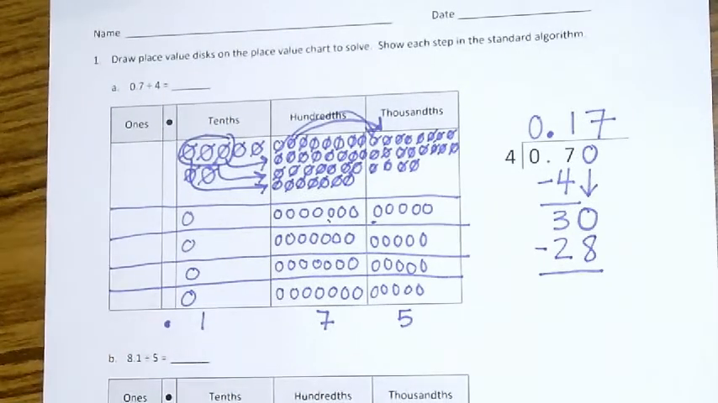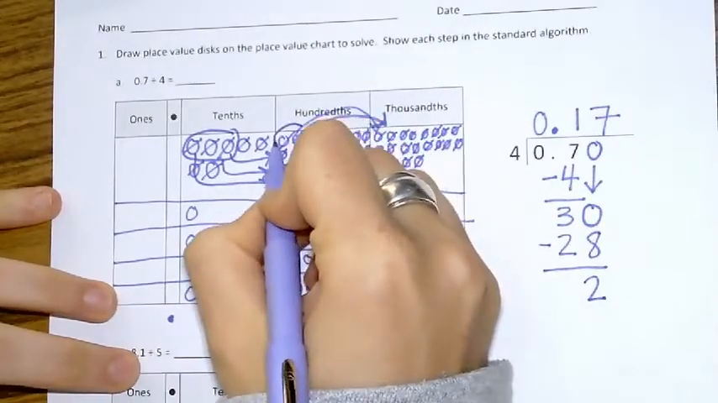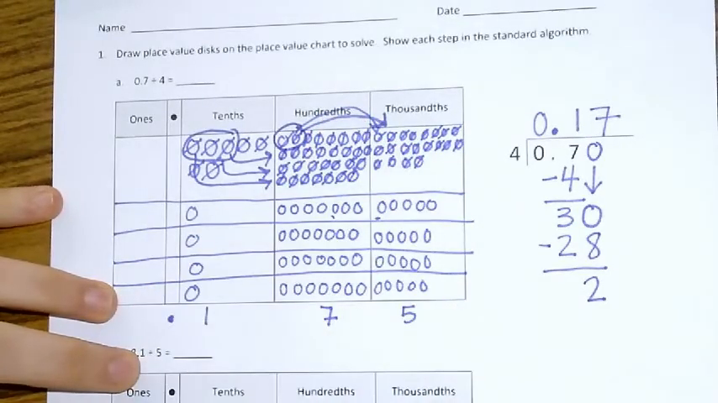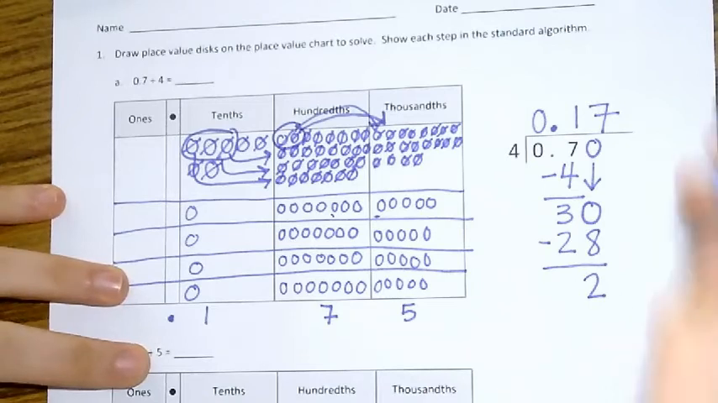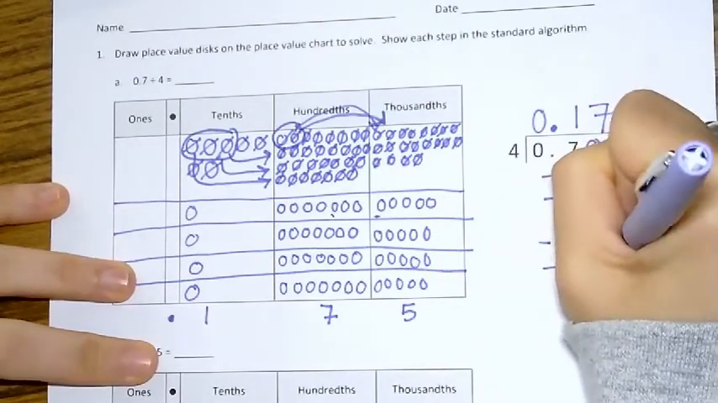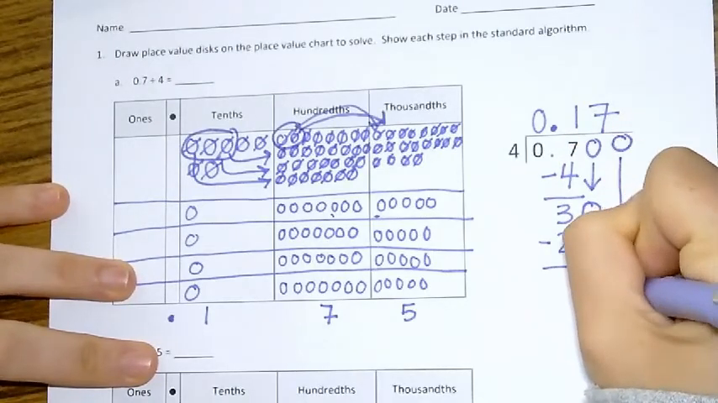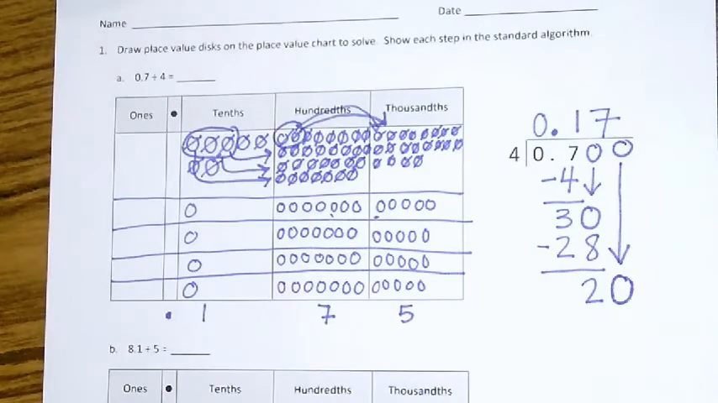If you know 30 minus 28, raise your hand. 1, 2, 3. 2. Good. And now remember, we had 2 hundredths left over right there. That's where this 2 came from. Are we done? No. No, I have to add a 0 and bring it down. So now my 2 hundredths becomes 20 thousandths.